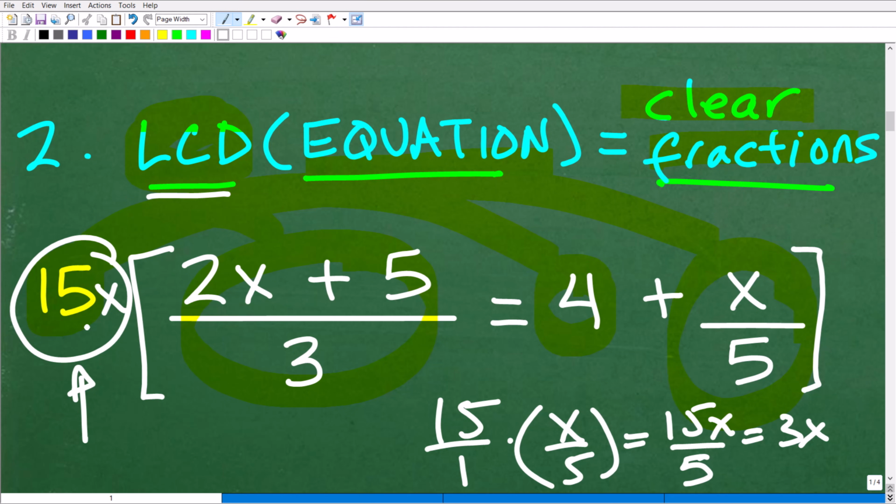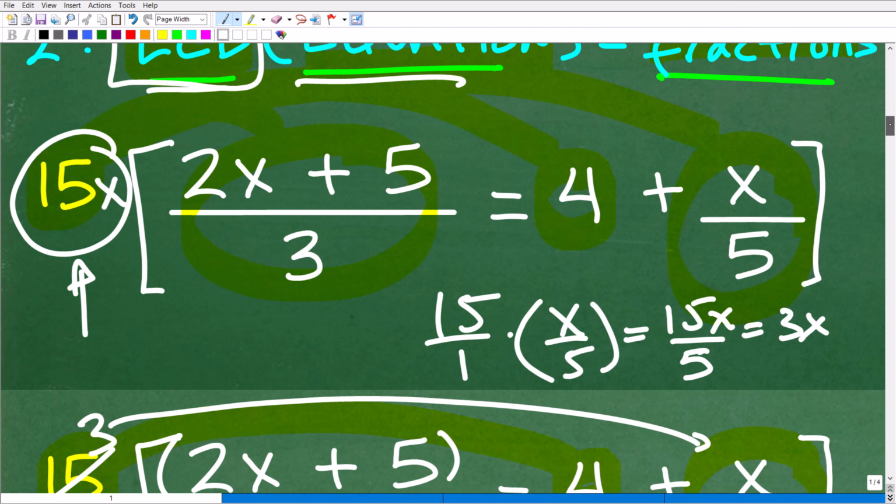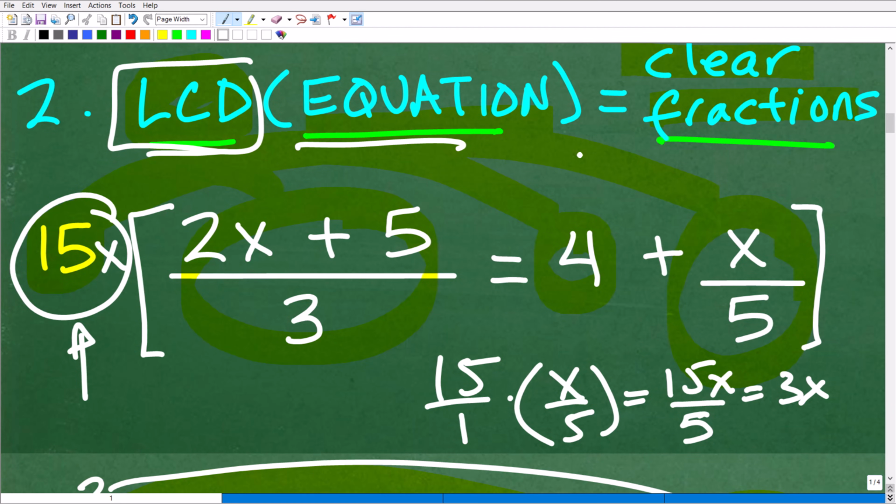You're probably confused with that. What I'm saying is the following. If your LCD involves a variable term, an x, a y, doesn't make a difference, you still follow these steps. However, the result of doing that is you could introduce what we call extraneous solutions. This is a huge, huge concept in algebra. It's the same step, but if you're multiplying the entire equation by something with a variable, you could be introducing extraneous or extra solutions.